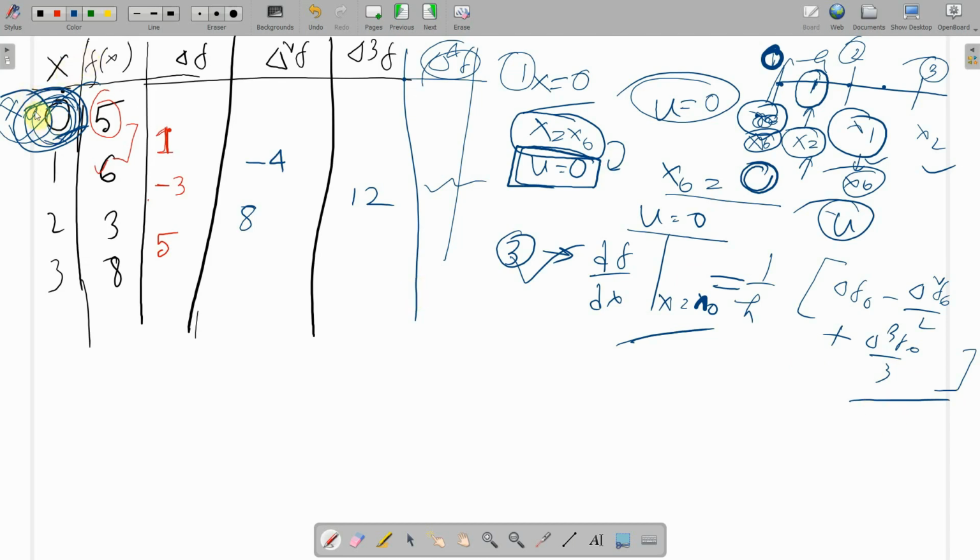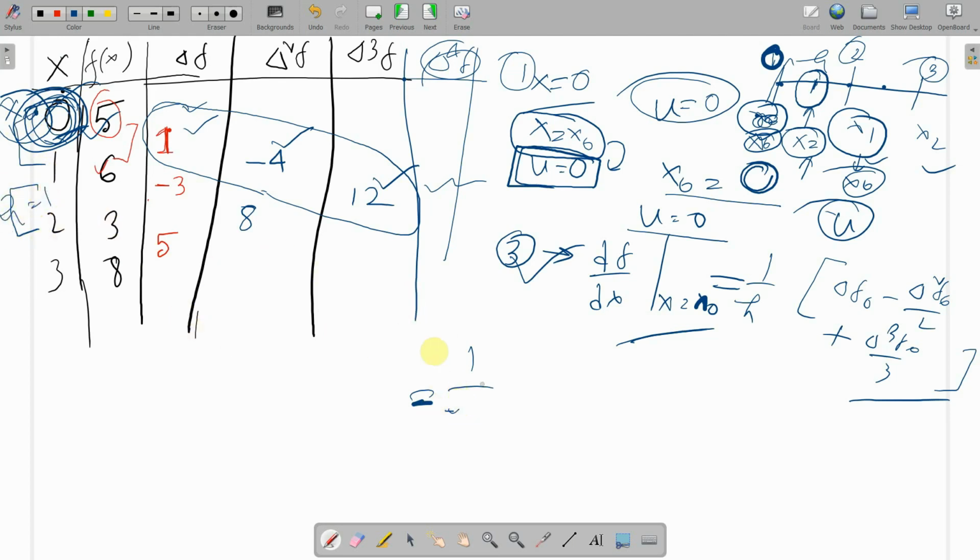Now if this is x0, there is a way to do it. First you mark it this way. If this is x0, you mark it like this so that you can understand, or I'd suggest you do this by pencil. Then you can understand the value of delta f, the value of delta square f, and the value of delta cube f. What is the value of h here? The spacing. What is the value of h?